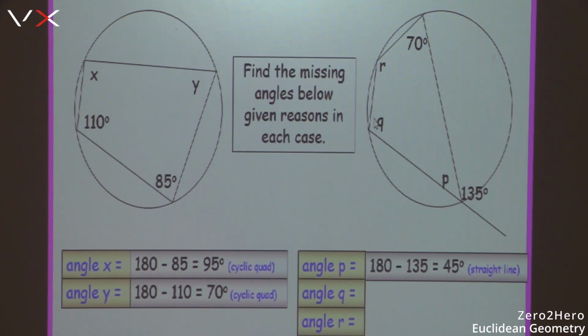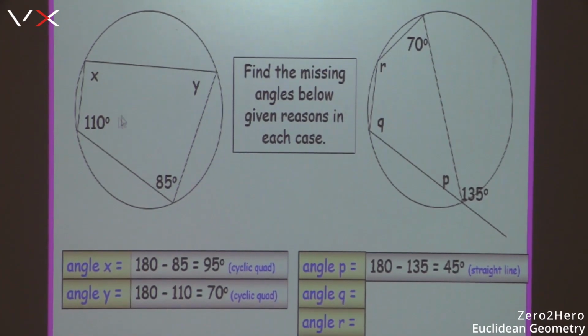Let's look at Q. Is this a cyclic quad? Yes, it is a cyclic quad. What do I know about the sum of opposite angles of a cyclic quad? They are equal to 180. If I've got 70, 70 plus what will give me 180? Let's go back here. Y plus 70 will give me 110? So y goes with 70, 70 goes with 110.